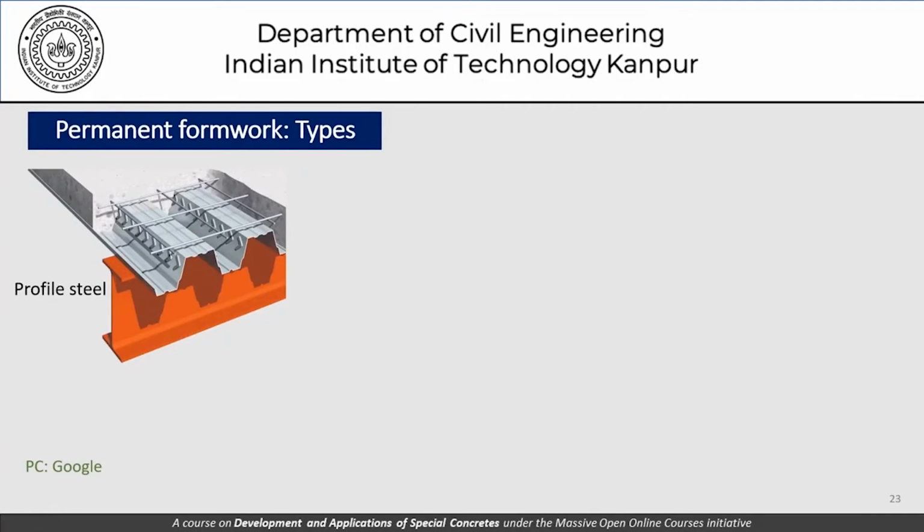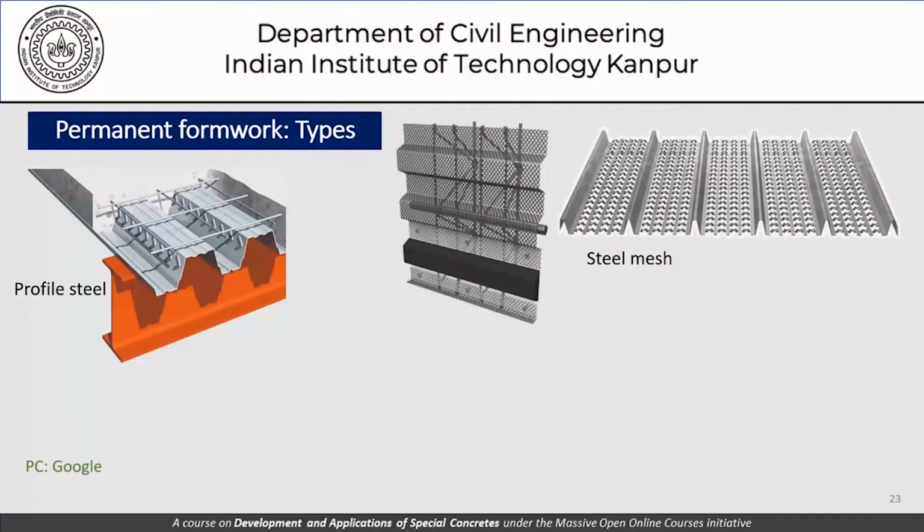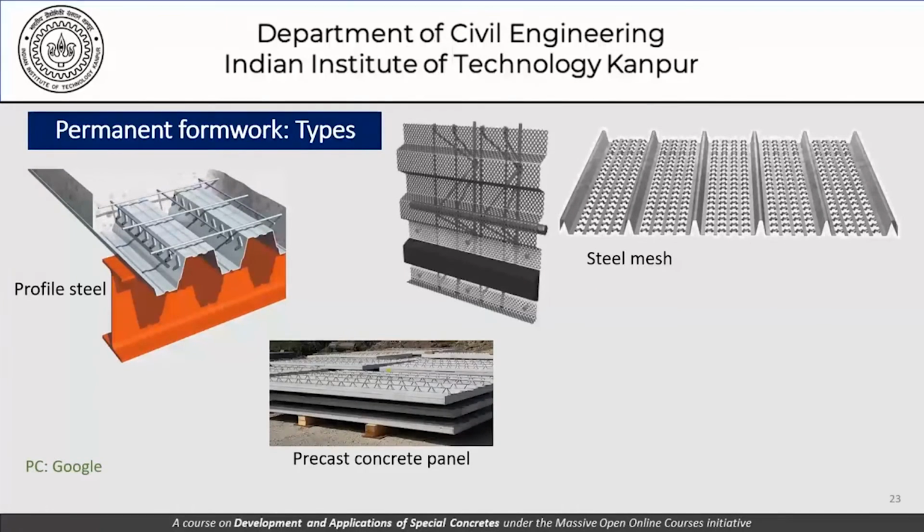So we have some examples of permanent formwork given here. This one is profile steel. This is a steel mesh. And then of course there are precast concrete panels. So these panels are the easiest to understand as far as permanent formwork is concerned. So these panels become formworks and the concrete is cast on the inside of this panel. Similarly, the concrete is cast on the inside of this profile steel. We'll see that in a minute.